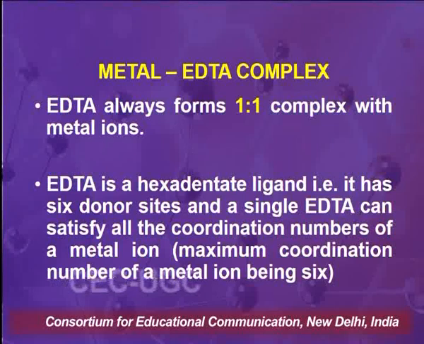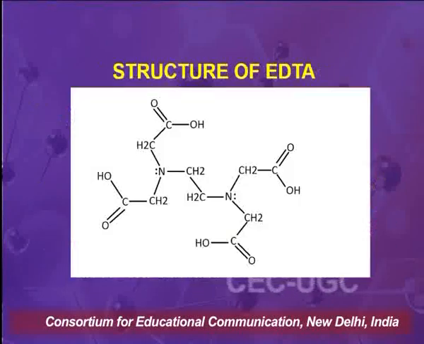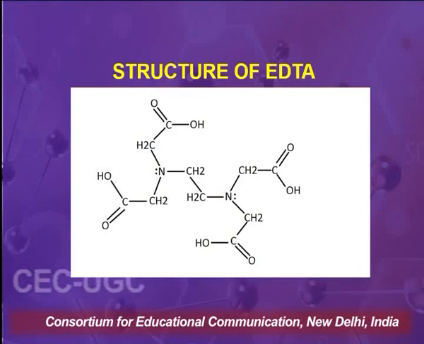EDTA always forms a 1:1 complex with metal ions, and this is because EDTA is a hexadentate ligand, that is, it has 6 donor sites, and a single EDTA can satisfy all the coordination numbers of a metal ion, the maximum coordination number of a metal ion being 6. The 6 coordination sites or donor sites, as seen in the structure of EDTA, are the 2 nitrogens and 4 acetate groups, which can donate electrons.